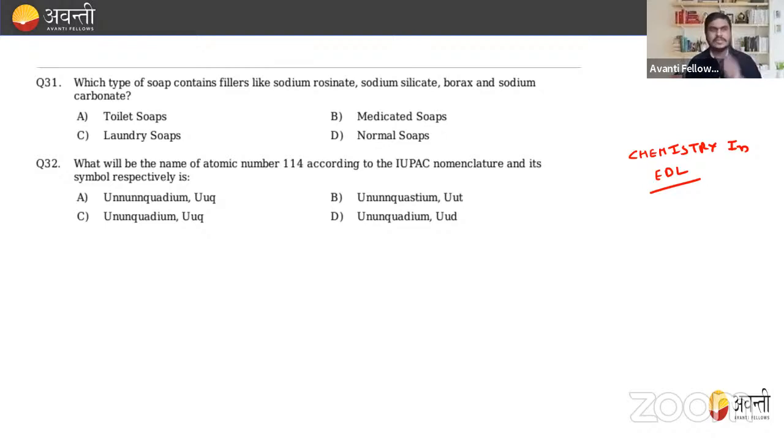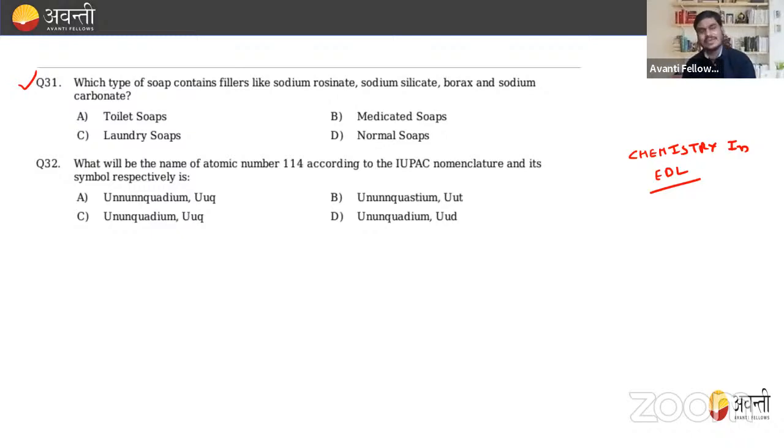So what does the first question state, beta? According to this question, which type of soap contains fillers like sodium rosinate, sodium silicate, borax, and sodium carbonate? Right. So basically, which type of soap? It is medicated soap, normal soap, toilet soap, or laundry soap. I hope most of you did this question correctly, right? Because this is a very simple question.